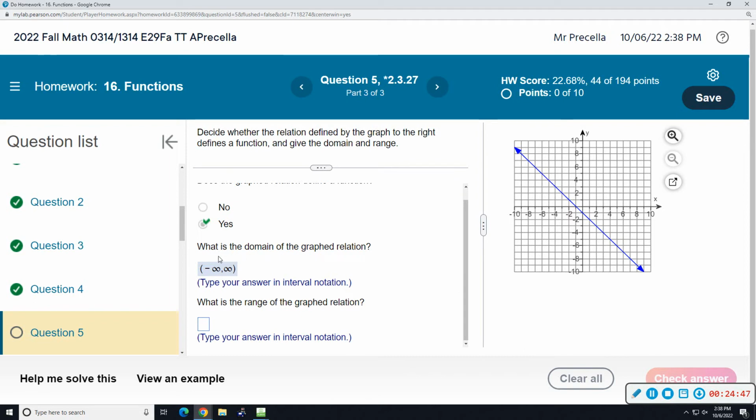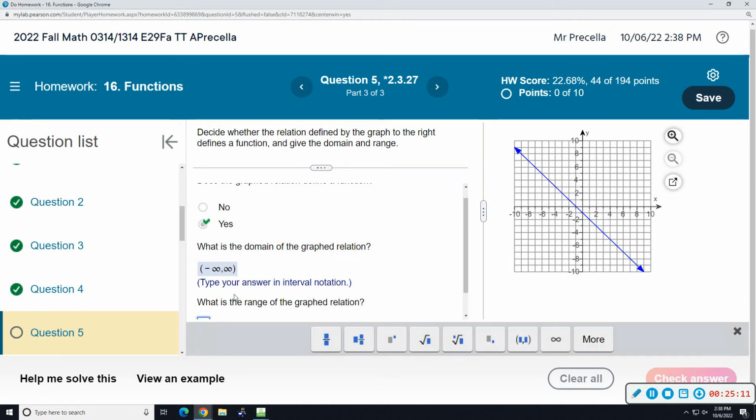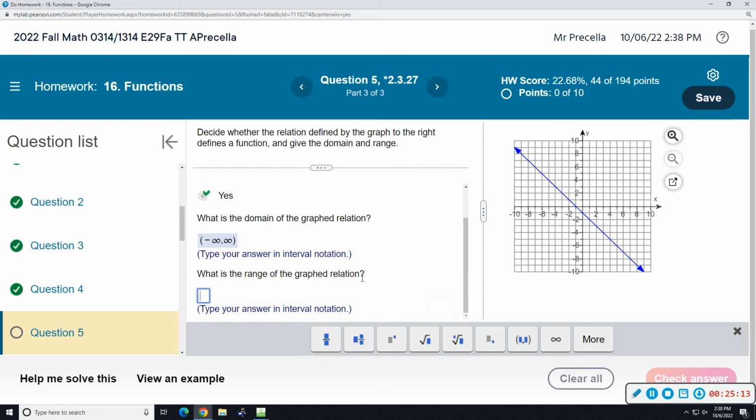Now, by saying that the domain is -infinity to infinity, that means this graph is moving to the left and to the right forever. Is it also moving up and down forever? Yes. That's the y values, the range. Would it technically be infinity, negative infinity? With interval notation, you always put the smaller number first. With cut points, you always go small, comma, large.